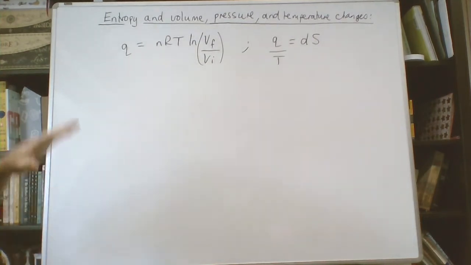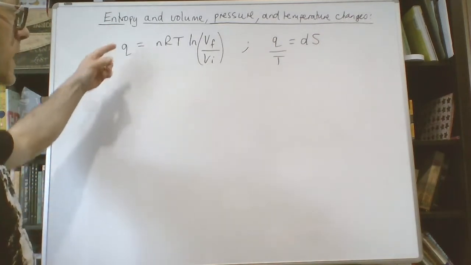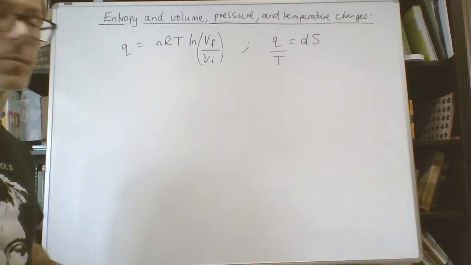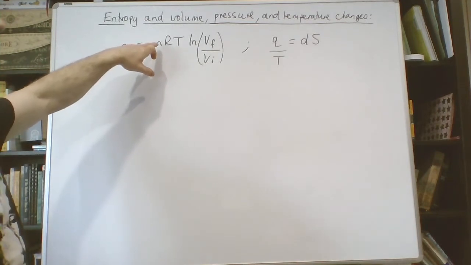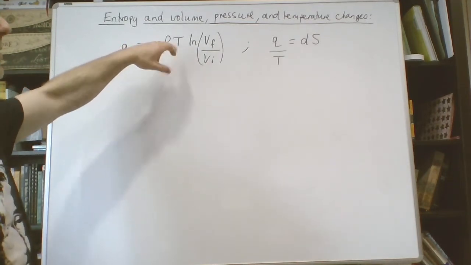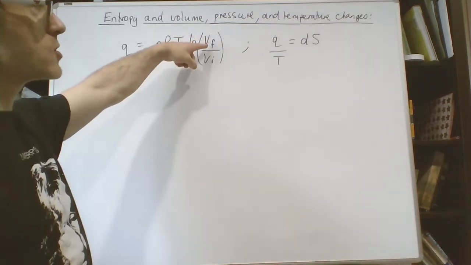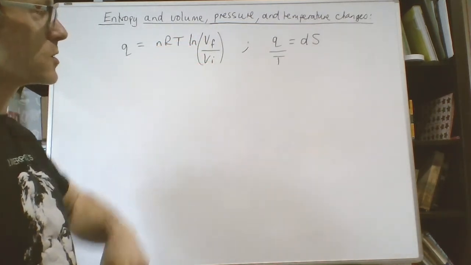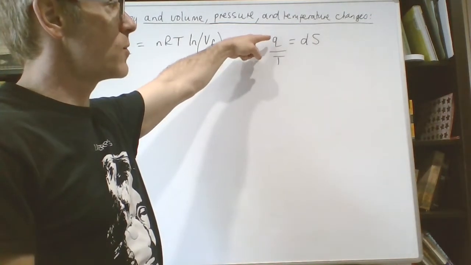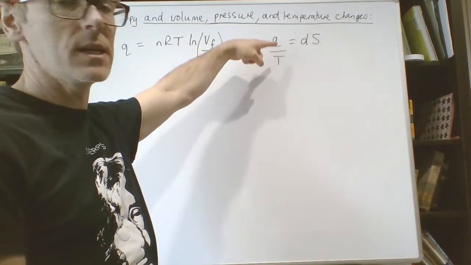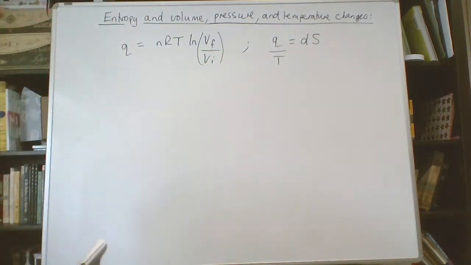Okay, so picking up where we left off, on the previous board we had this equation under isothermal conditions. So we've got heat is moles, ideal gas constant, temperature, multiplied by the log of the ratio of the final volume over the initial volume. We also saw earlier in the video that the ratio of change in heat per unit temperature is the change in entropy.